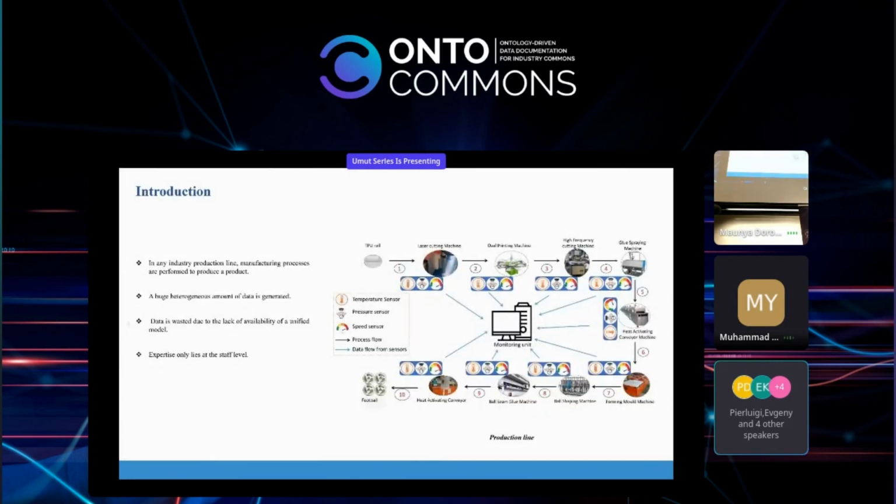In any manufacturing production line, manufacturing process and assembly process are performed to produce a product. During the manufacturing process, a huge amount of data is generated that is scattered in different formats and different storages. Due to the lack of availability of a unified model, almost part of the data is wasted. In current manufacturing production lines, expertise lies at the staff level. That means if a supervisor or engineer is not around, it's hard to tell what machine is performing what task. Can you move to the next slide, please?